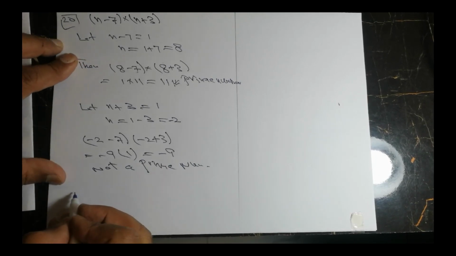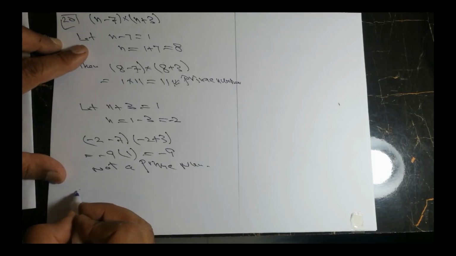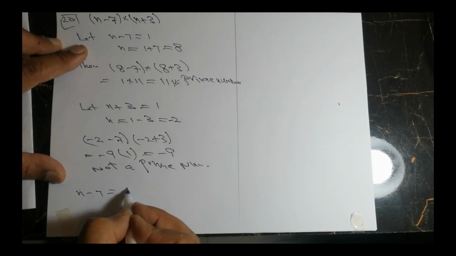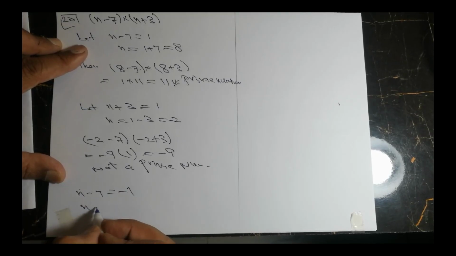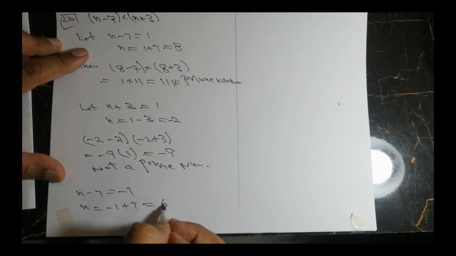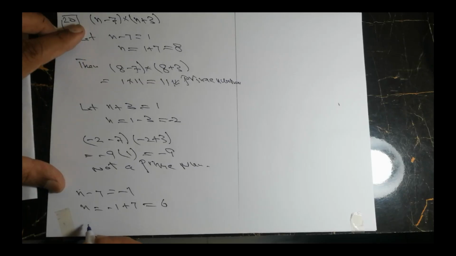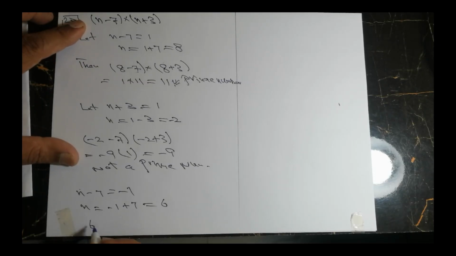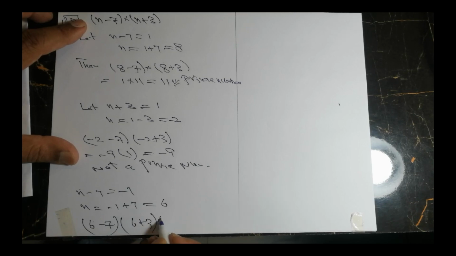Now check for minus 1. Suppose n minus 7 equals minus 1, and n equals minus 1 plus 7, that is equal to 6. When n equals 6, now put the value in this relation: 6 minus 7 and 6 plus 3, so that is minus 1 into 9, equal to minus 9. This is also not a prime number, so this is also not the required result.